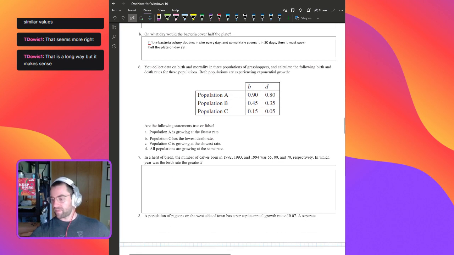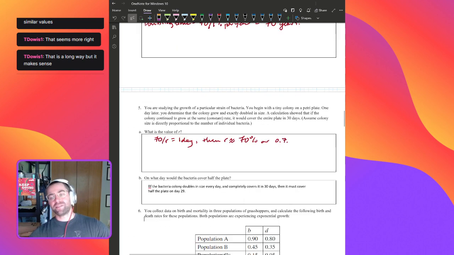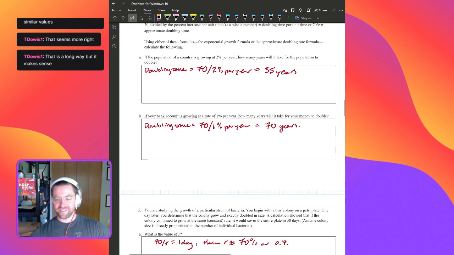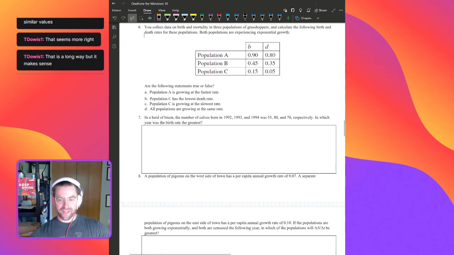Moving right along, we've got 10 minutes. You collect data on birth and mortality in 3 populations of grasshoppers and calculate the following birth and death rates for these populations. Both populations are experiencing exponential growth. That's what B and D was up here. This is the birth rate, this is the death rate. Are the following statements true or false?